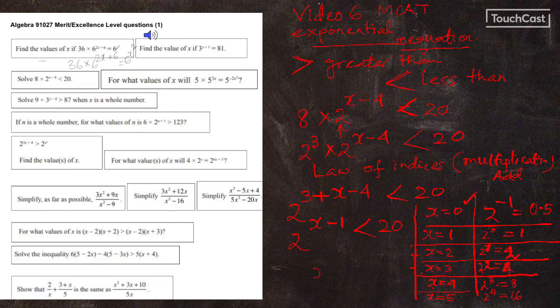The moment it becomes x equals 6, if I assume x equals 6, it'll be 2 to the power 6 minus 1. 6 minus 1 is 5. And that'll be 32. That means it'll be higher than 20. So this is not valid. So answer should be written like this.